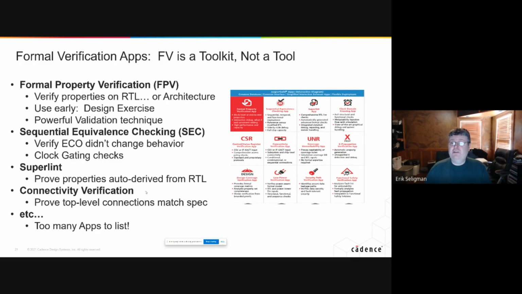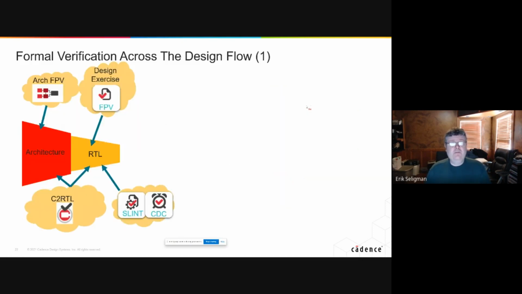As you can see in the picture on the right here, we have a whole bunch of Jasper apps I haven't gotten into. There's just a lot of different ways you can use formal to enhance your design and validation. If you want to look at where things fit into the design flow, in your early stages, where you're doing architecture and RTL modeling, you have a bunch of things you can do. You can do FPV, formal property verification, at these levels.